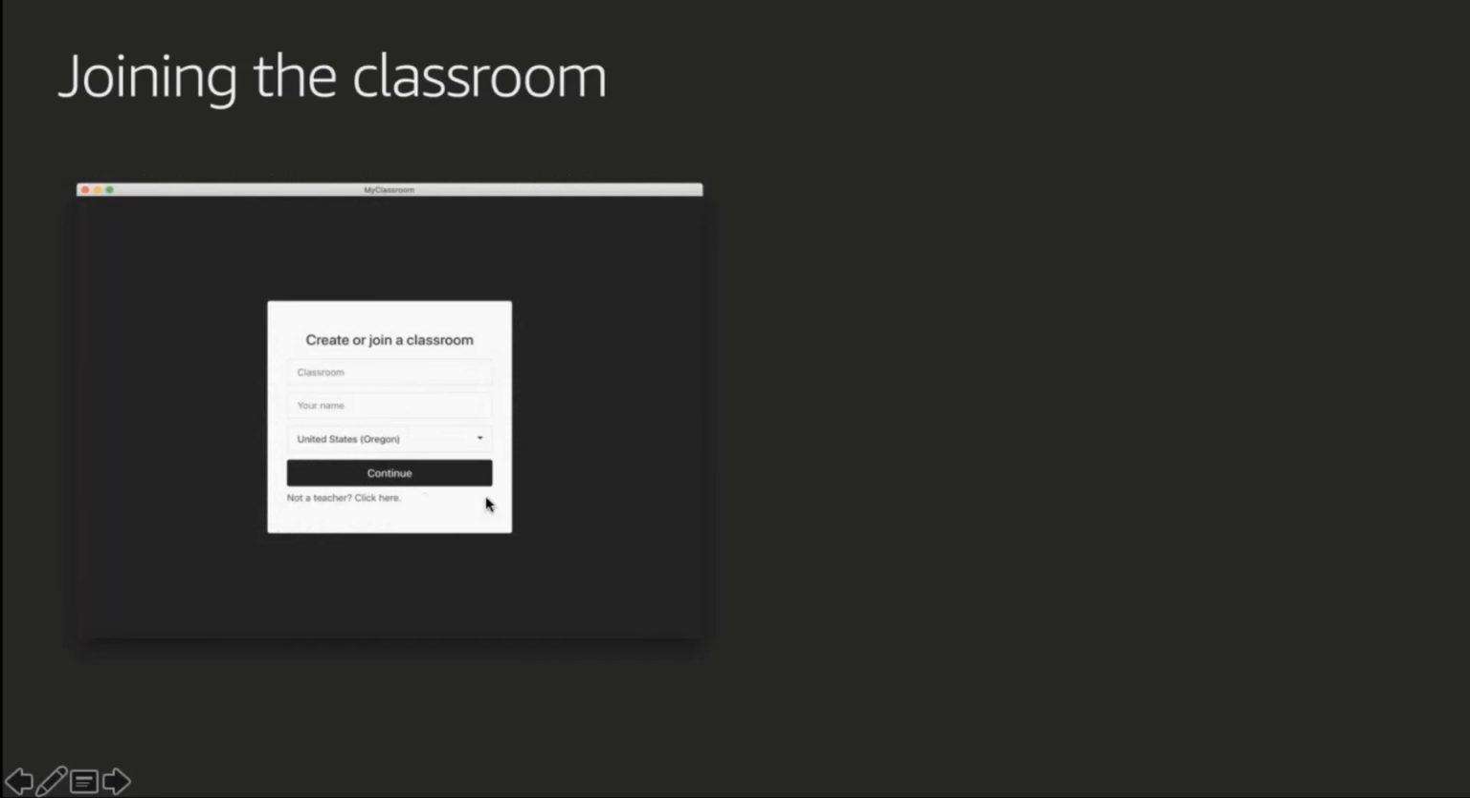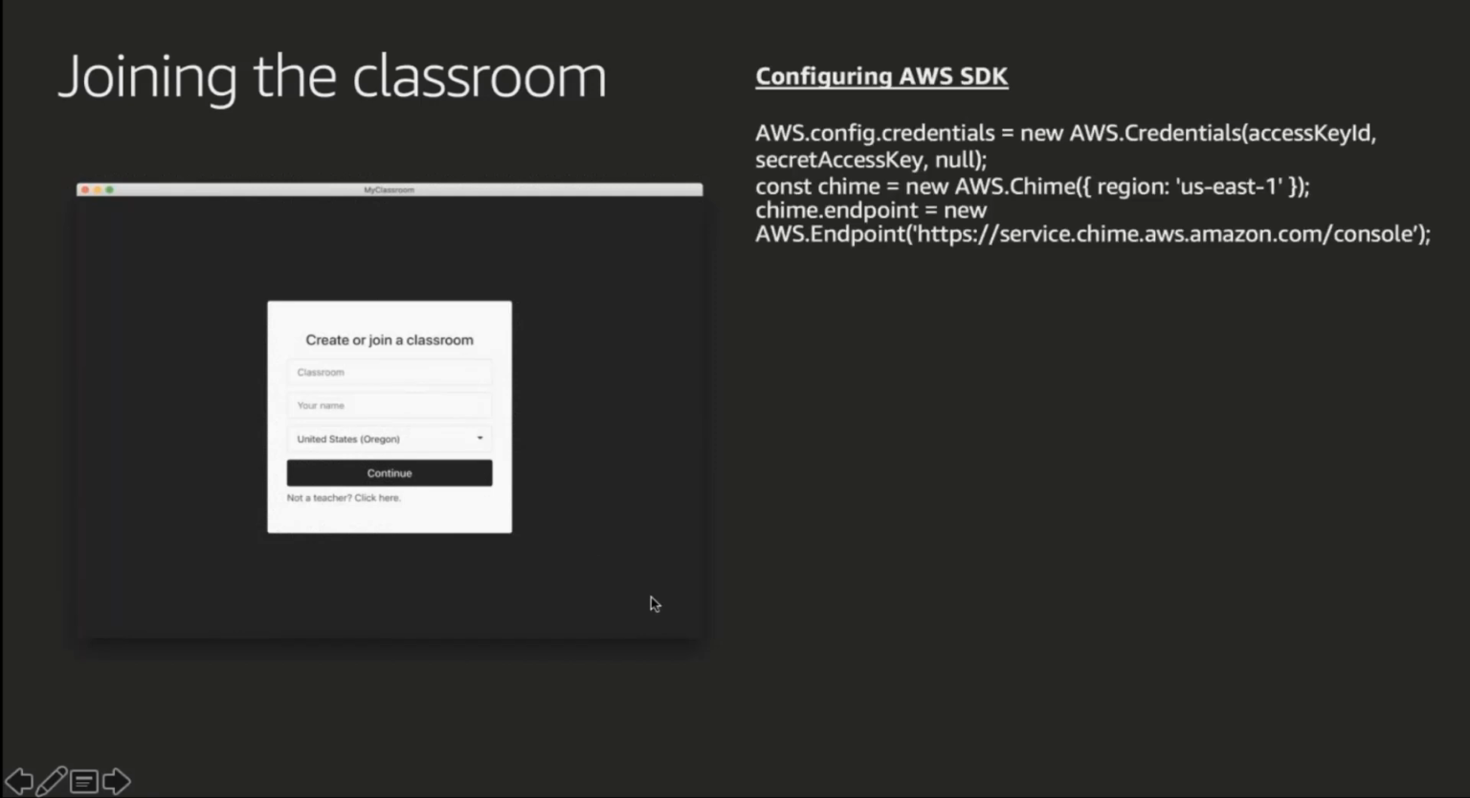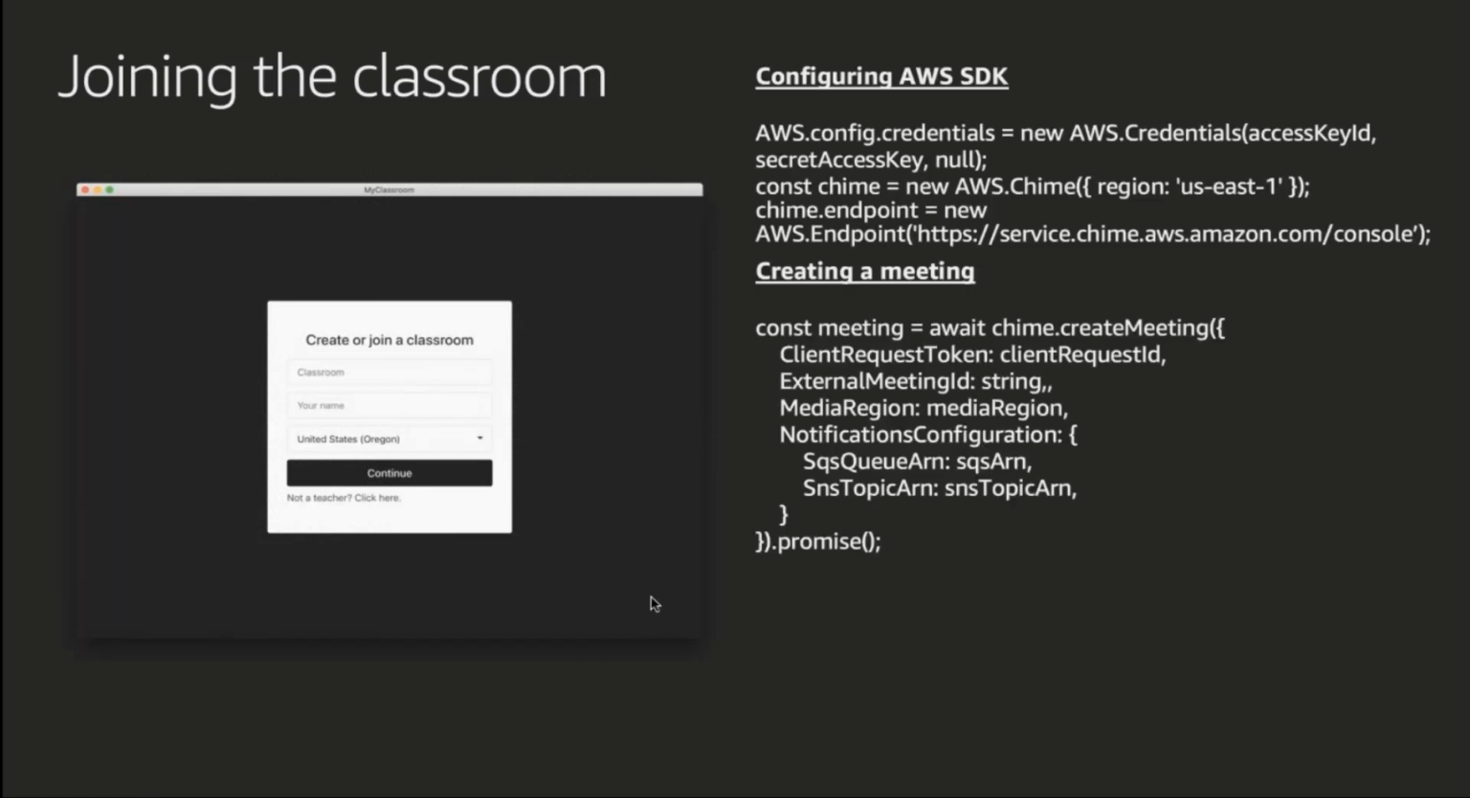When they hit continue, an HTTPS request is made through Amazon API Gateway, which invokes a Lambda that makes a create meeting request to the Chime media control plane and allocates resources on the media servers in preparation for the classroom session. The response contains URLs of the media servers that client applications can use to connect to.